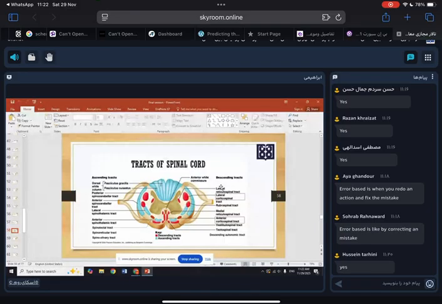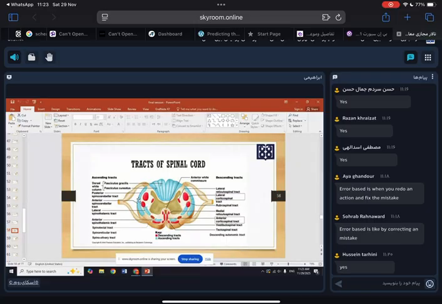And you are seeing this slide. Look at here. We have two colors, blue colors and red colors. The blue colors are the ascending tract. For example, I told you we name this tract based on the location. We have anterior spinothalamic tract and also lateral spinothalamic tract. It means that one of them is located at the lateral side and another one is located at the anterior side. So this part is anterior spinothalamic and this part is lateral spinothalamic.